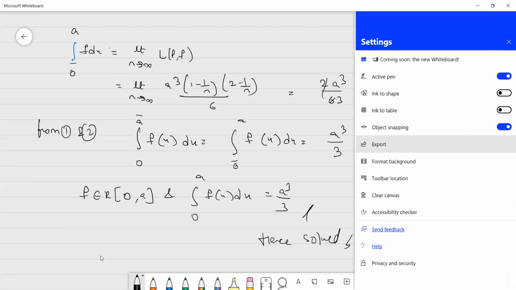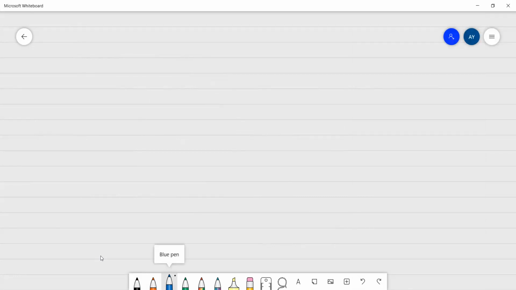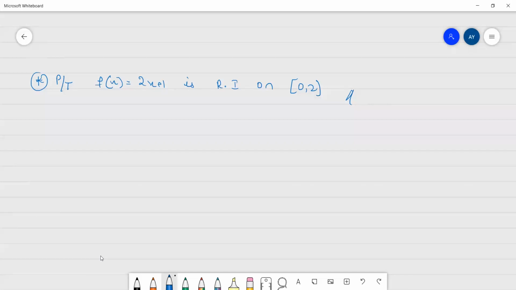I'll just give you one homework problem. Just try it by yourself and let me know what you got. Prove that f of x equals 2x plus 1 is Riemann integrable on 0 comma 2. Just prove this and tell whether it is Riemann integrable and what is the value of the integral.